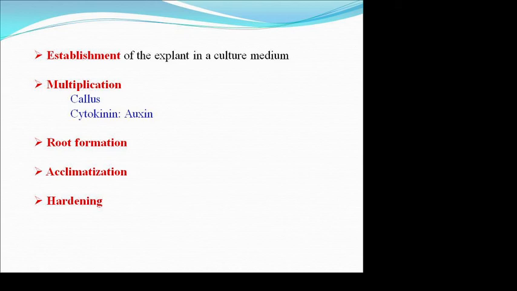Once the plant has a shoot and a well developed root system, then we can go for acclimatization. That means you are slowly bringing the plant from the lab condition, taking it out from the sterile environment to a contaminated environment, that is, controlled contamination. Then finally hardening, before it is released into the wild.